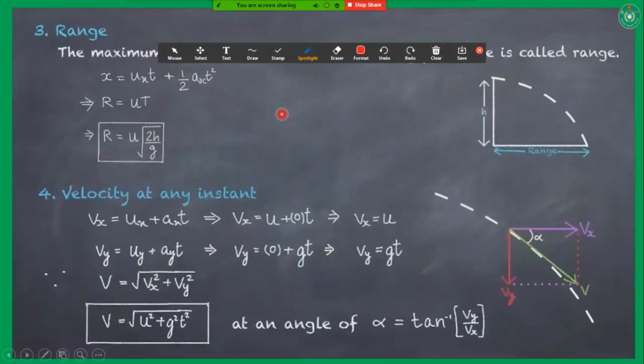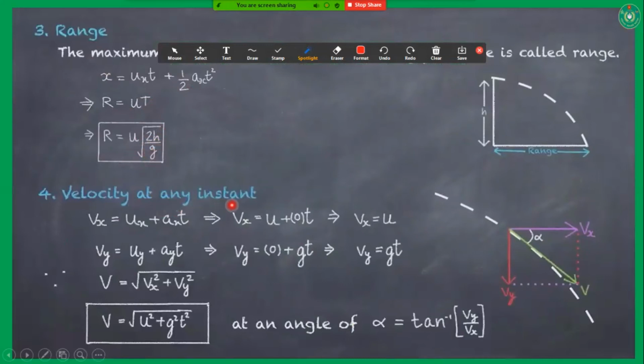Horizontal range, that is x is equal to vt. Here you get R is equal to v naught cos theta, with theta 0, times T, and t is capital T because you get the horizontal range for the time of flight. And now R becomes u into root over 2h divided by g.